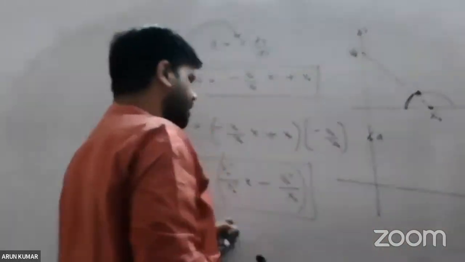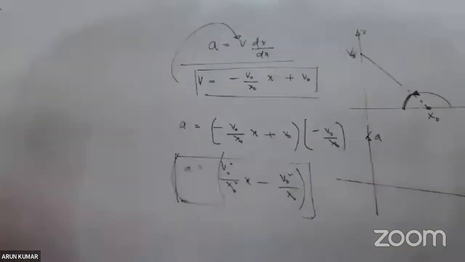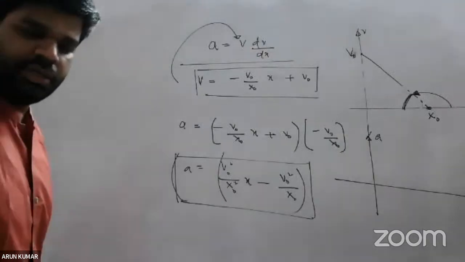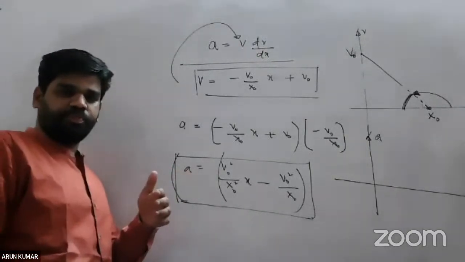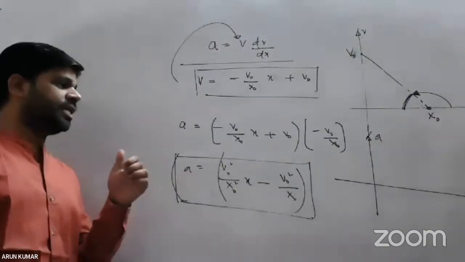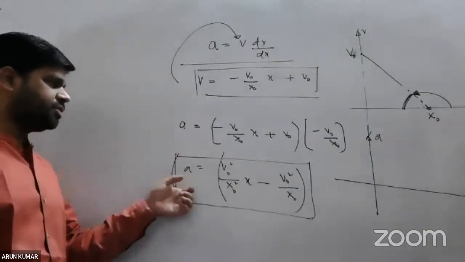but I'm not done yet. I'm getting a as a function of x. Ultimately, I want x as a function of t to get the motion. Once I get x as a function of t, I can differentiate and get v as a function of t. Alright, so to get x as a function of t, let's see what we'll do, but I'll just plot this one.